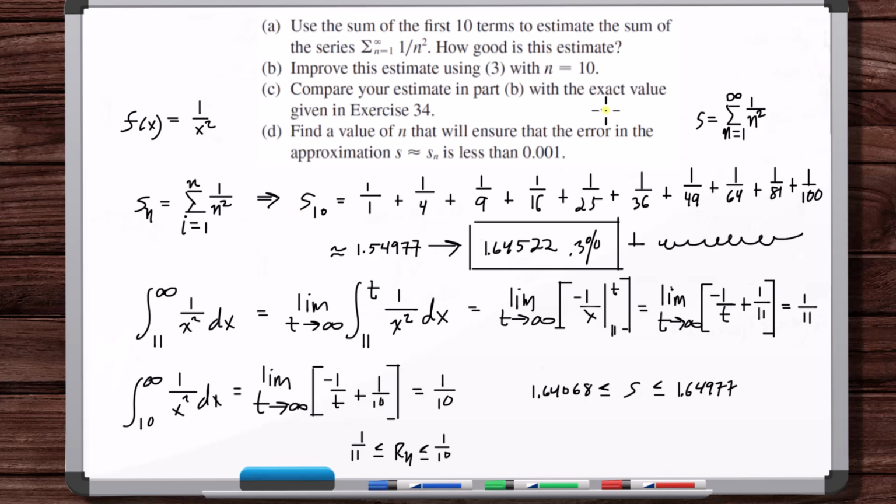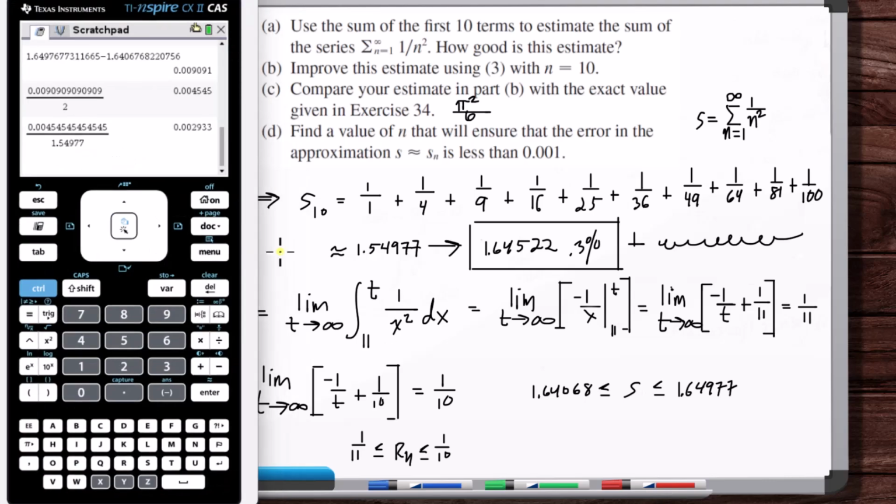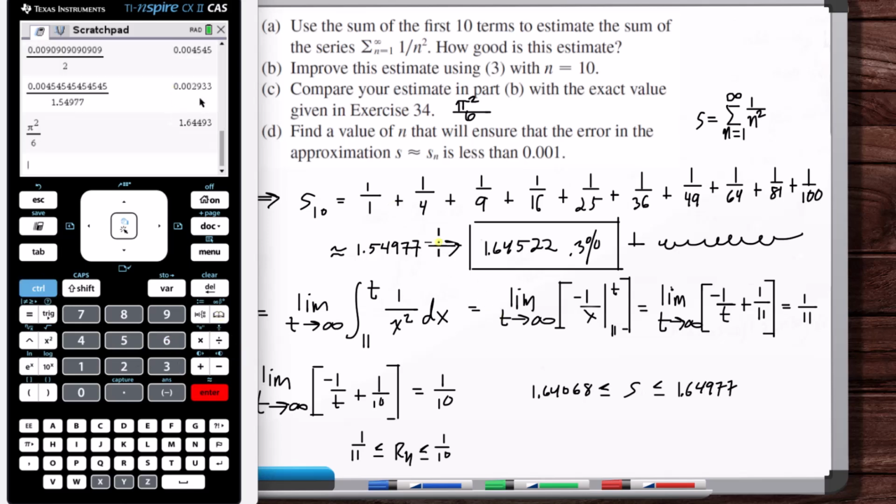Okay, so they calculated this infinite sum in exercise 34, and they got pi squared over 6 is the exact sum. So, okay, 1.64493 is pretty good.